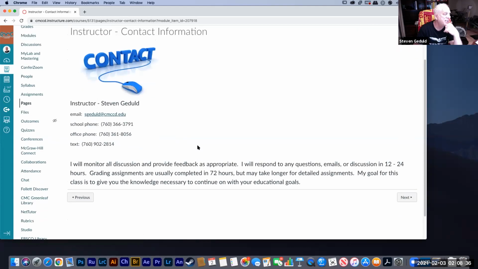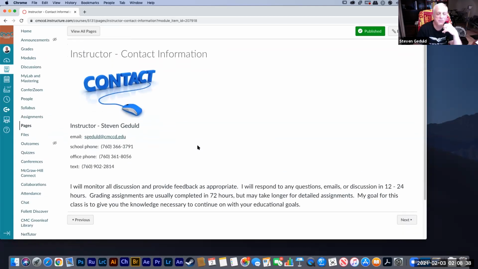Contact information. This is the important part. Never be afraid to contact me. There's all kinds of ways to contact me. The easiest way is my email, and it's sgodold@cmccd.edu. I check my emails multiple times during the day, and I usually respond extremely quickly and at least within 24 hours.